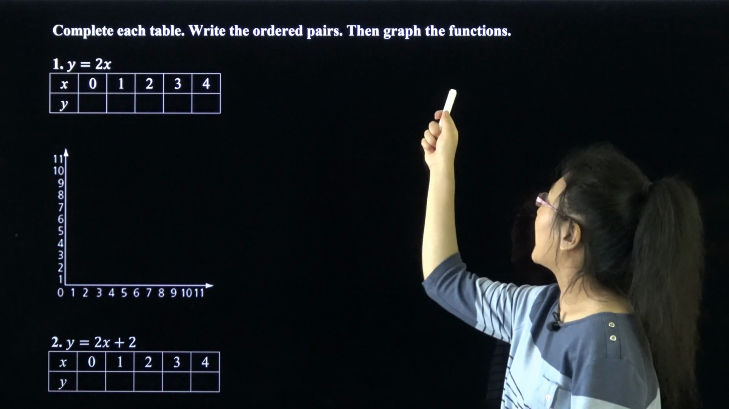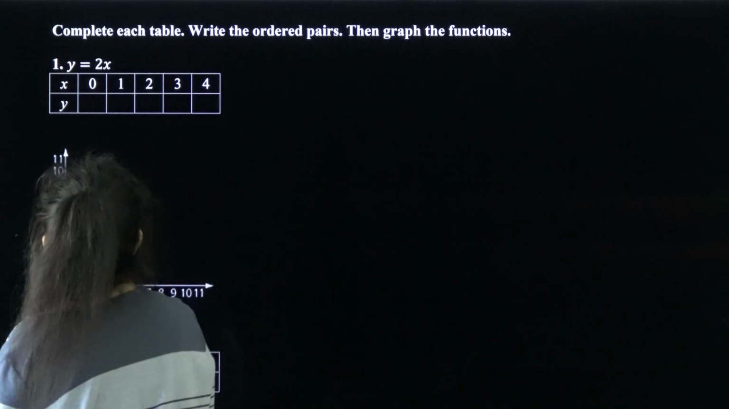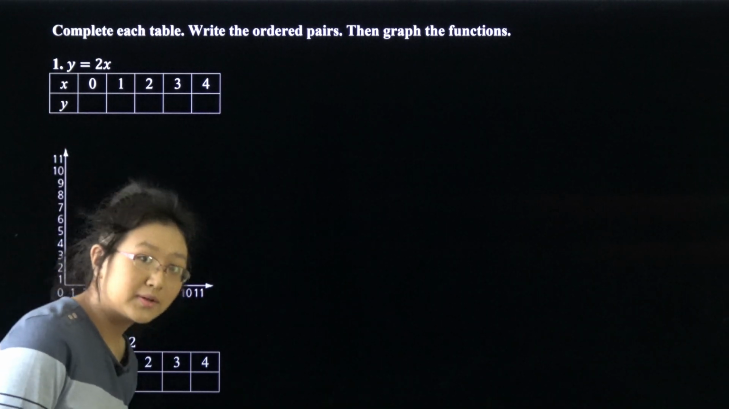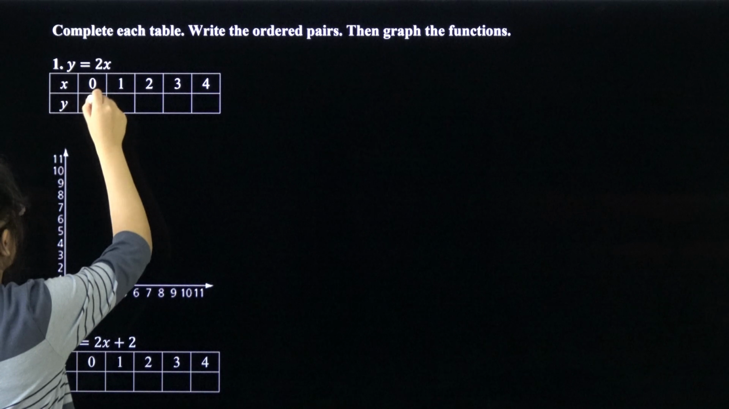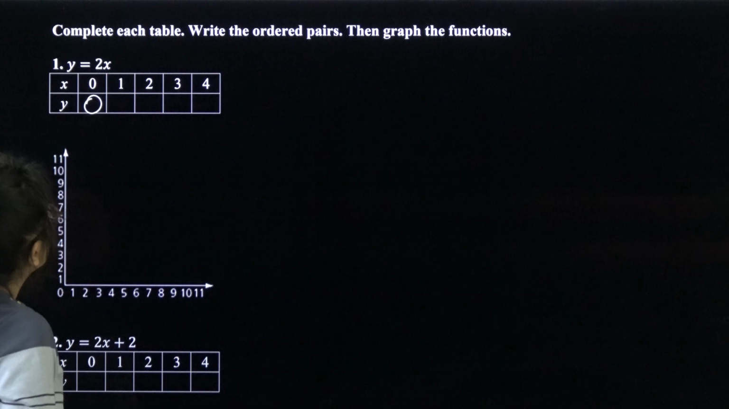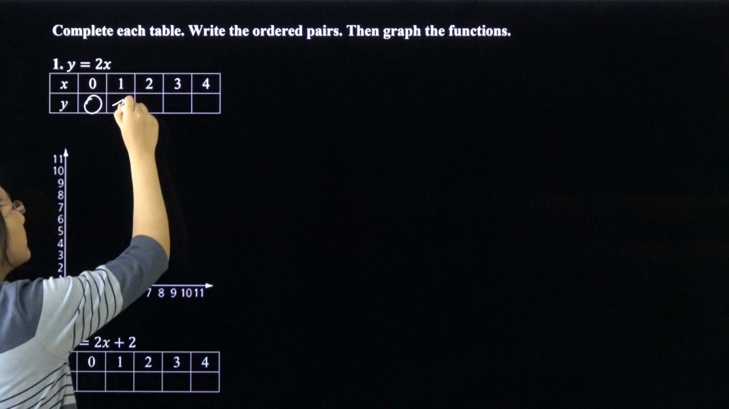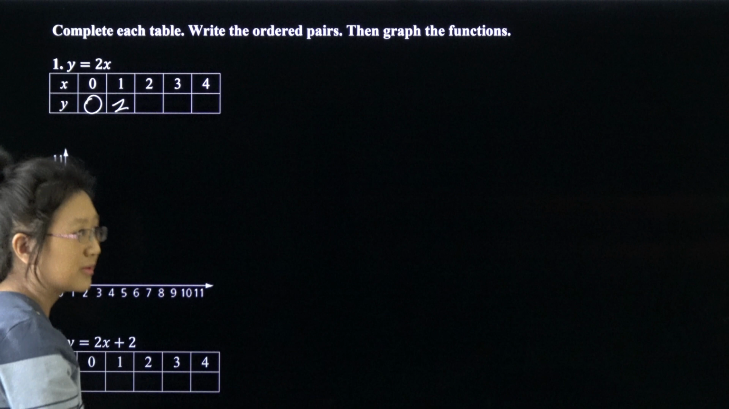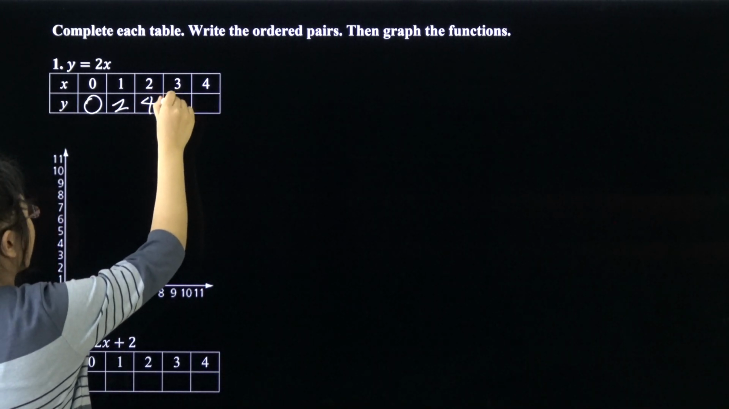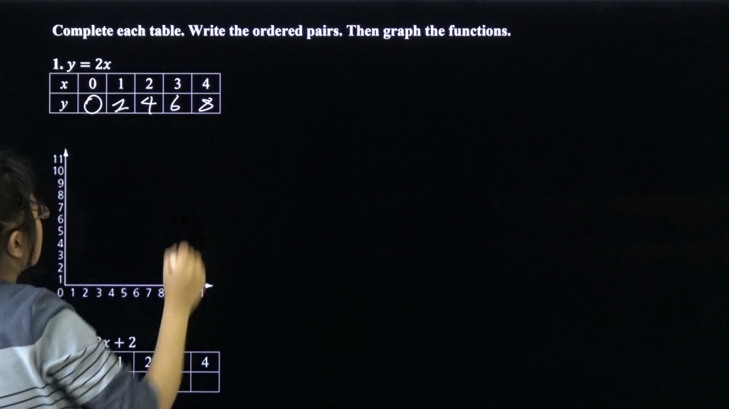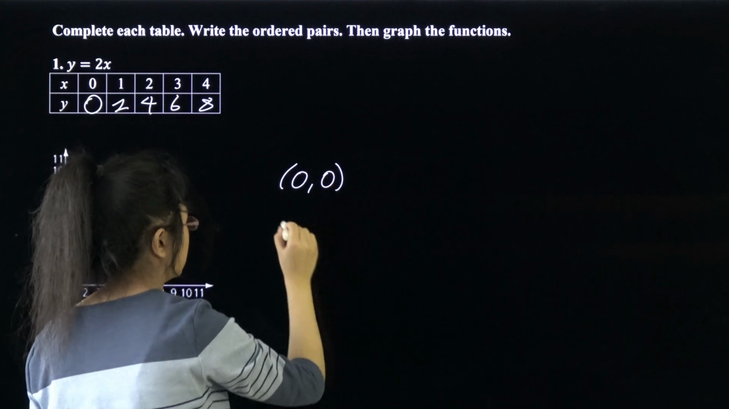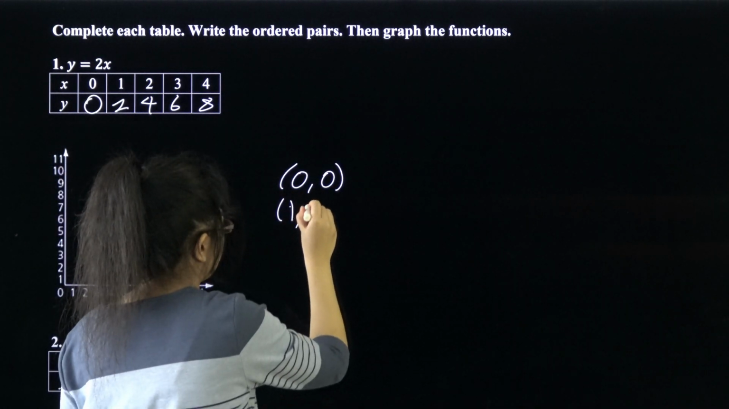Complete each table. Write the ordered pairs and graph the functions. So y equals 2x. X equals 0. 2 times 0 equals 0. X equals 1. 2 times 1 equals 2. 2 times 2 equals 4, 2 times 3 equals 6, and 2 times 4 equals 8. So we're just going to write that. Done.